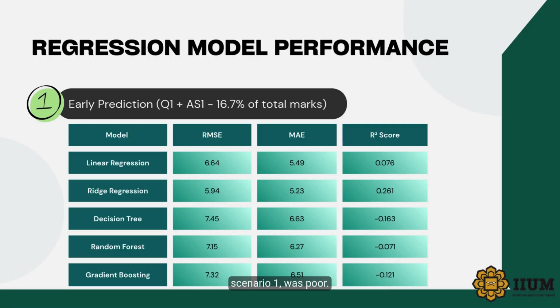Early prediction, scenario 1, was poor. R-squared values were close to 0 or negative. The RMSE was high, over 5 marks. We cannot trust early, minimal data for precise score prediction.